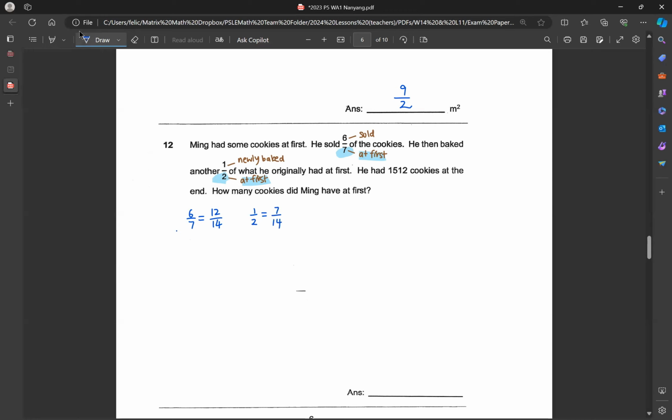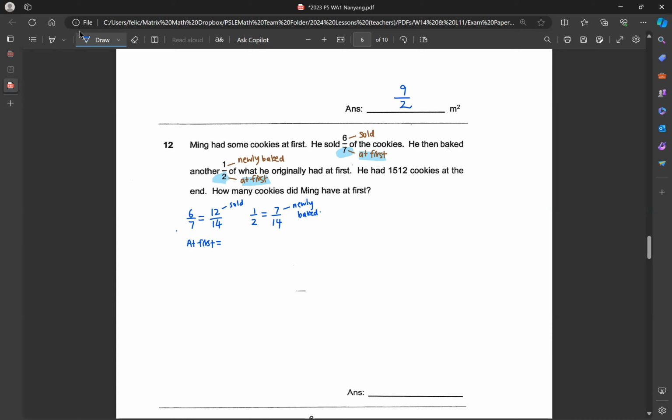Okay, so bear in mind, this is what was sold. This is what was newly baked. Now, I need to somehow figure out a way to find out how many units is the 1,512 cookies. So I'm going to first list out how many units there are at first. It's a bit like a before-change-after concept here, because there are two changes: first he sells, second he bakes. So I'm just going to list them all out first.